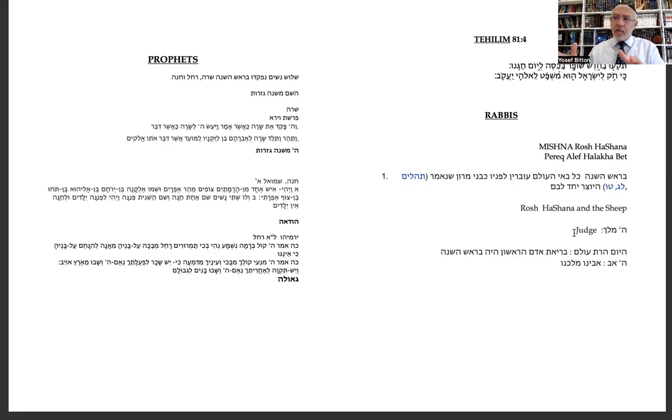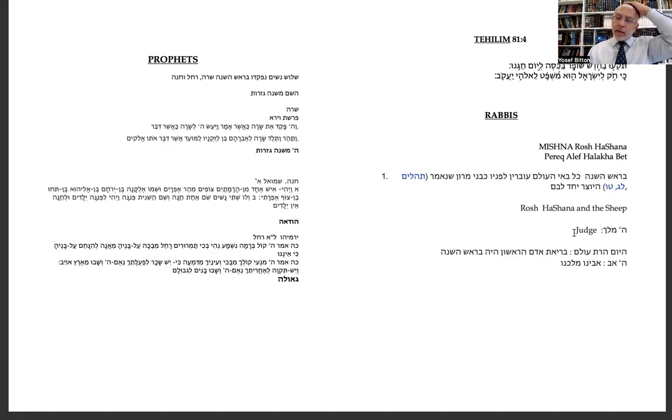So obviously we are always appealing to be judged not by Malkenu, but by Avinu, by our father, right? And we are asking him to give us life. So those are the beautiful motifs of Rosh Hashanah as expressed in the Torah. We saw the shofar, the intention to wake up spiritually.